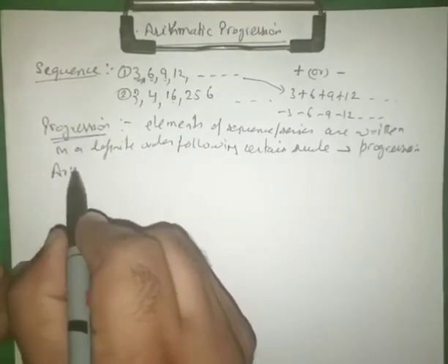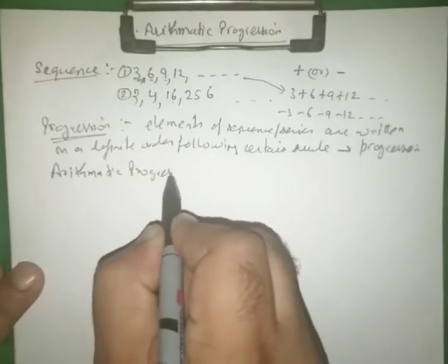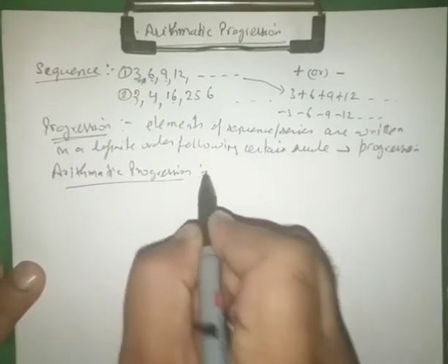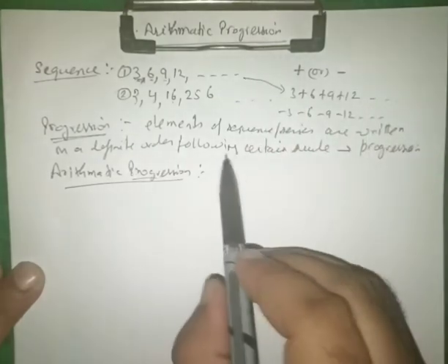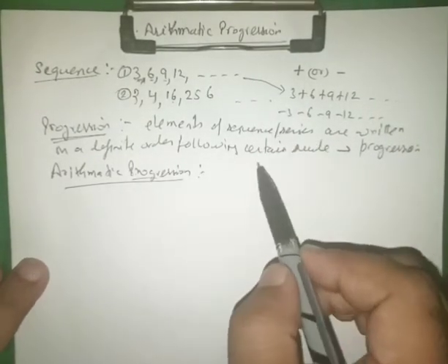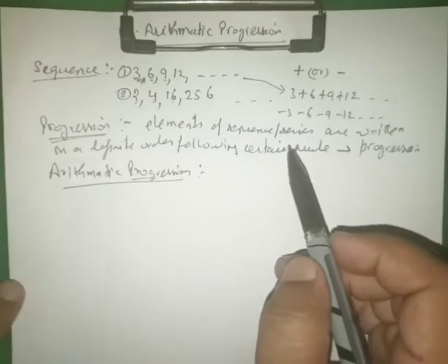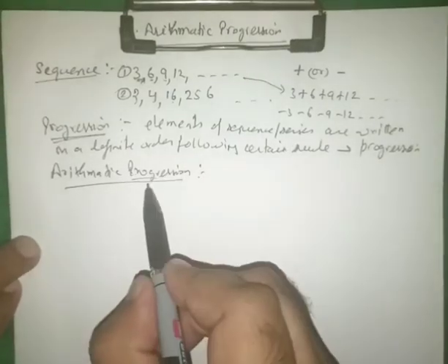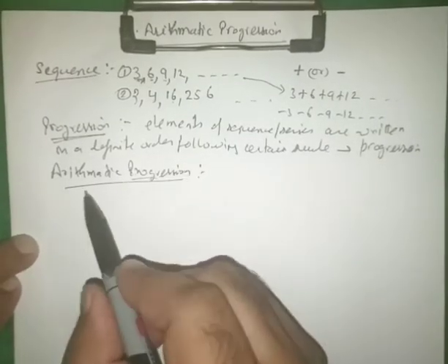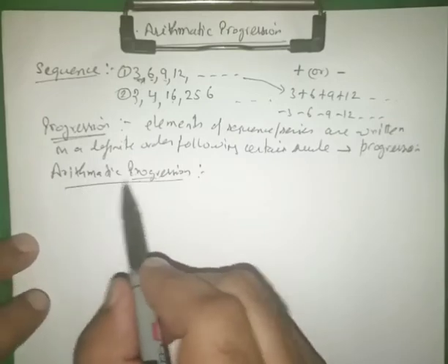And now what is called the arithmetic progression? This is the name of our chapter now, arithmetic progression. In this progression, the next term will be related to the previous term following some definite rule, and that type of progression in which the next term is obtained by adding a certain fixed number to the preceding term is called the arithmetic progression.